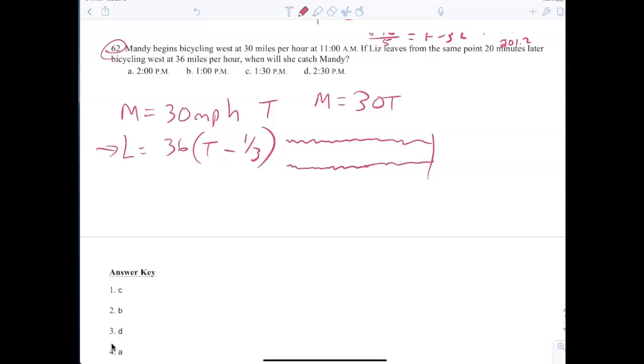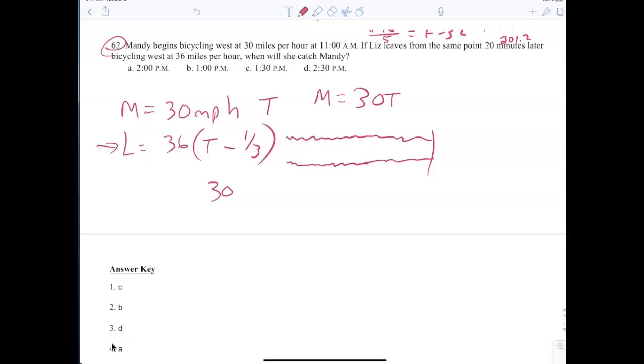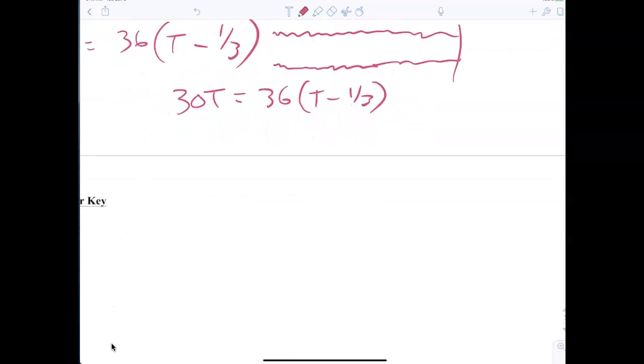And what can you tell me is true about their distances? They are going to be the same when they catch up. So your equation is just 30t is equal to 36 parentheses t minus 1/3. That's just the amount of time. So let's solve that out. That becomes 30t equals 36t minus 12. So 6t equals 12.